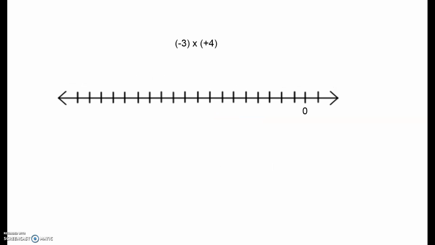We're also going to represent these on the number line. We'll come back to it. What about this one? -3 times a +4. Different signs will have a negative answer, and 3 times 4 is 12.